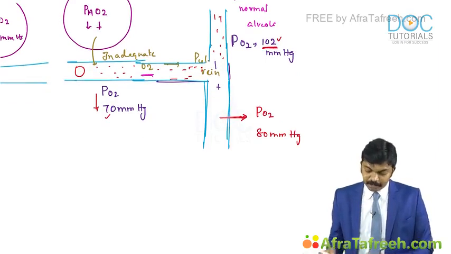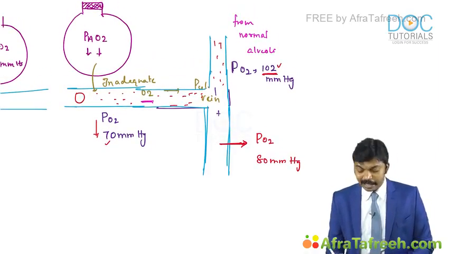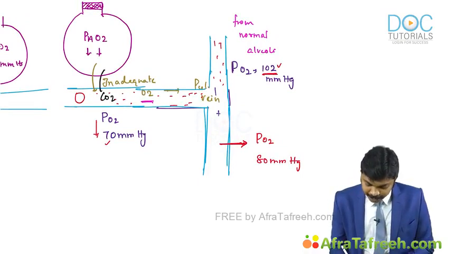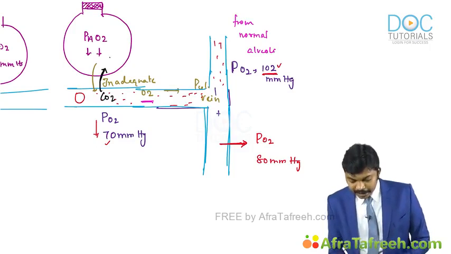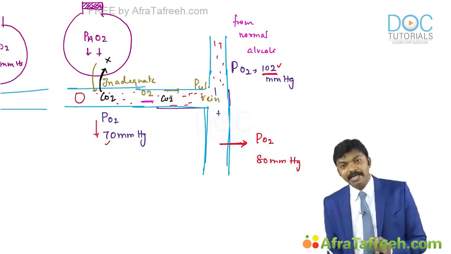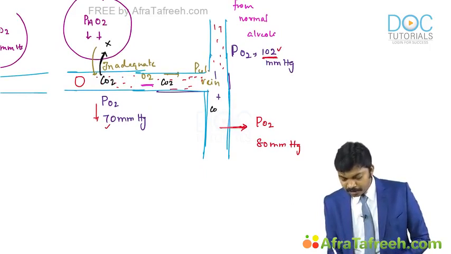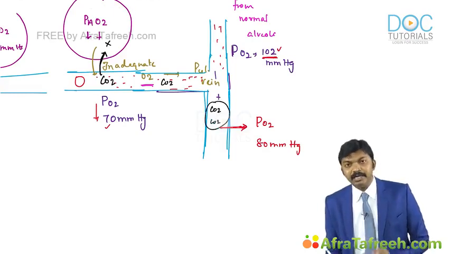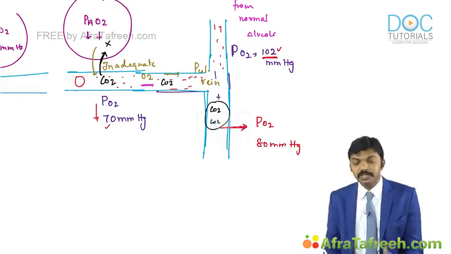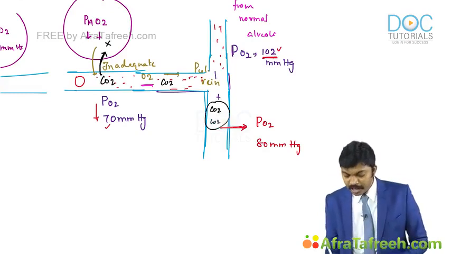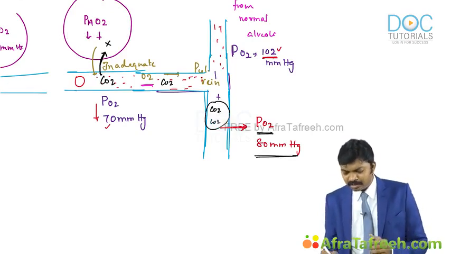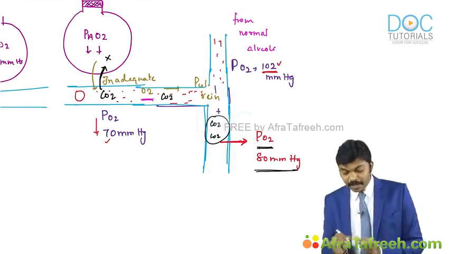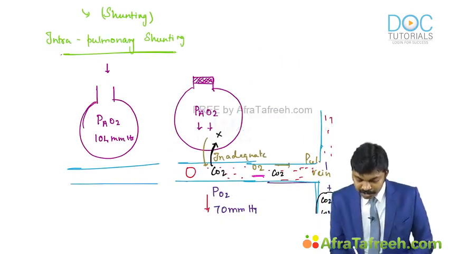See, the point here is, because of the block in the alveolus, carbon dioxide also is not going to get eliminated. When there is no carbon dioxide elimination, carbon dioxide is going to be retained in that particular blood vessel itself. This presence of carbon dioxide contributes a partial pressure that reduces the partial pressure of other gases. So naturally, the partial pressure of oxygen comes down a little. This is going to be a reduction in partial pressure of oxygen. This is called intrapulmonary shunting.